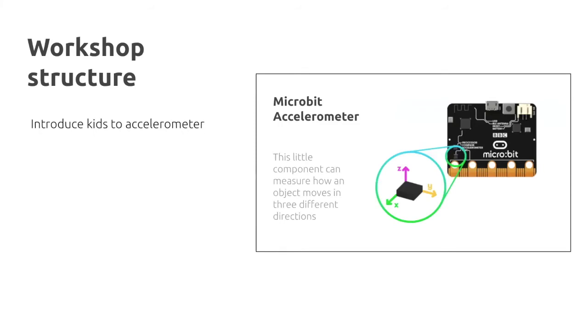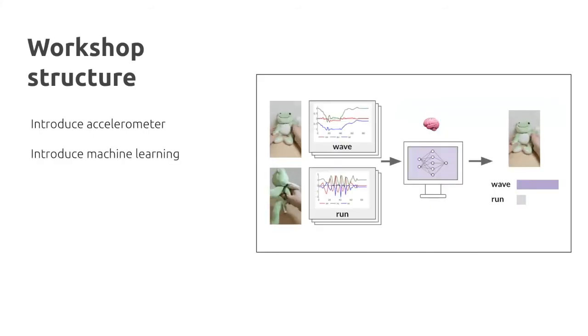So then we talk about machine learning, this idea that they're going to be able to show the computer different examples of movements, and the computer will use machine learning to detect them and make it possible for them to build their interactive projects to respond to these movements that they've defined. Next.